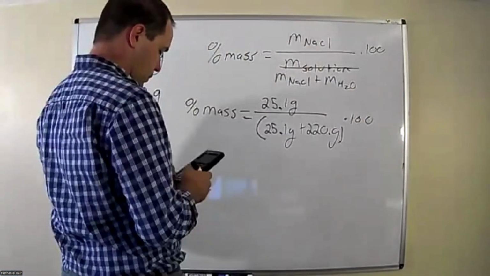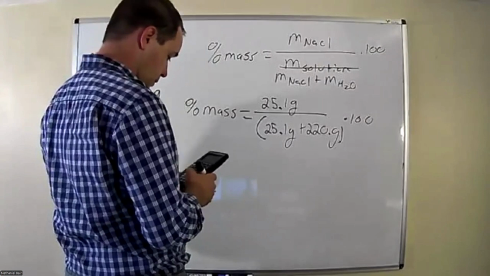All right, 25.1 divided by the quantity, 25.1 plus 220.